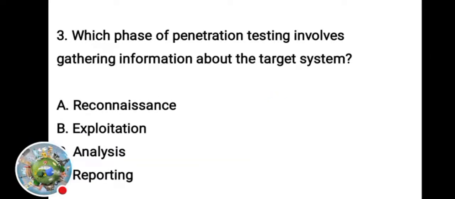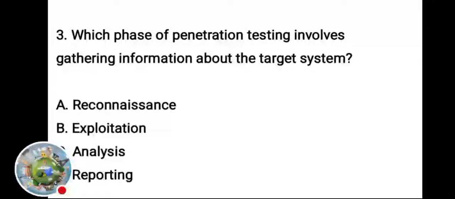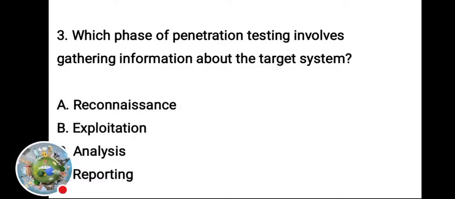Question number 3. Which phase of penetration testing involves gathering information about the target system? Option A, reconnaissance. Option B, exploitation. Option C, analysis. Option D, reporting. In a VAPT, you have 5 phases. In that, the first phase is gathering information about the target system. So, what do we call the first phase of VAPT?